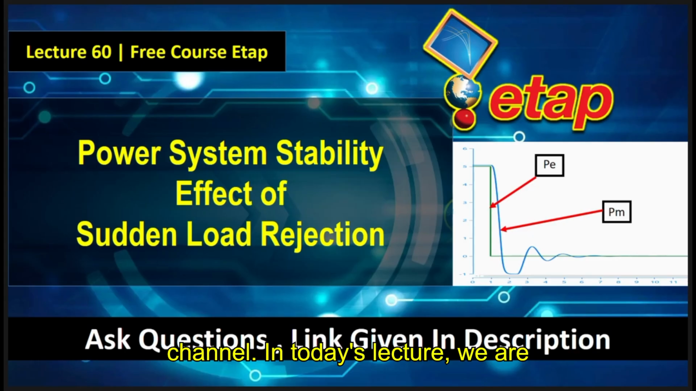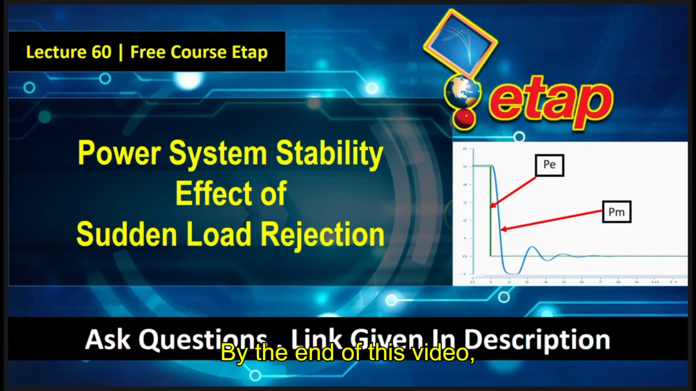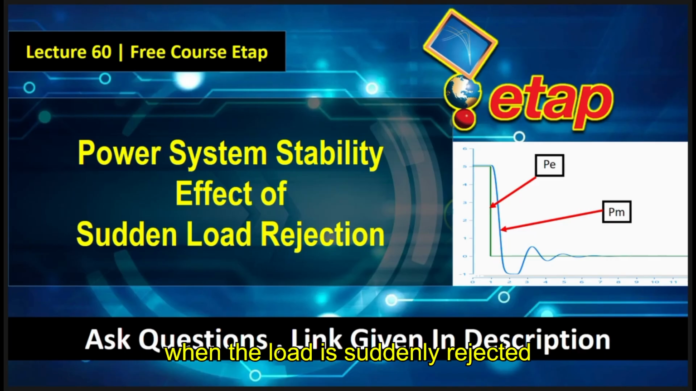In today's lecture, we are going to understand an important transient condition in power systems known as the load rejection case. By the end of this video, you will clearly understand what happens to power system speed and frequency when the load is suddenly rejected from a generator.